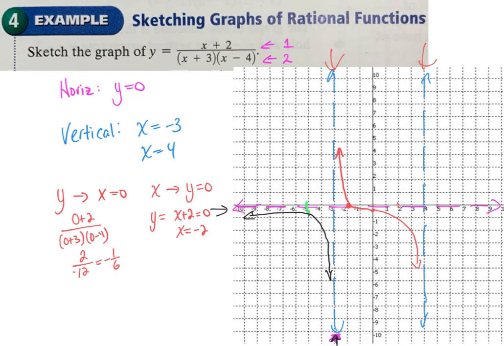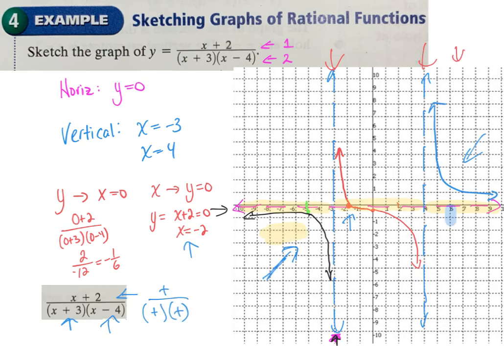Okay. And then I'm going to do this right one differently. I'm not actually going to do it out. I'm just going to figure if it's positive or negative. All right? And then graph it.